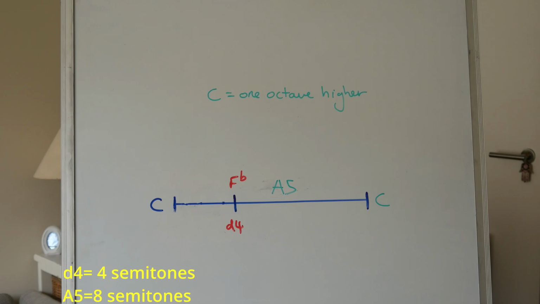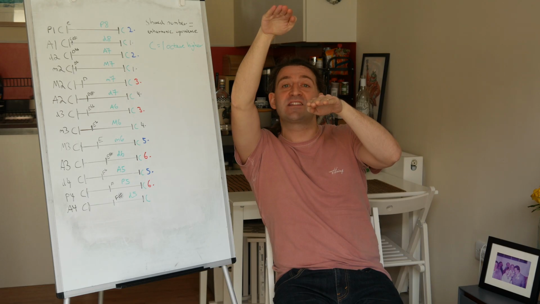Let's start down here on C, then go up a diminished fourth to F flat, and this flips into an augmented fifth interval from F flat to C, enharmonically equivalent to a minor sixth.